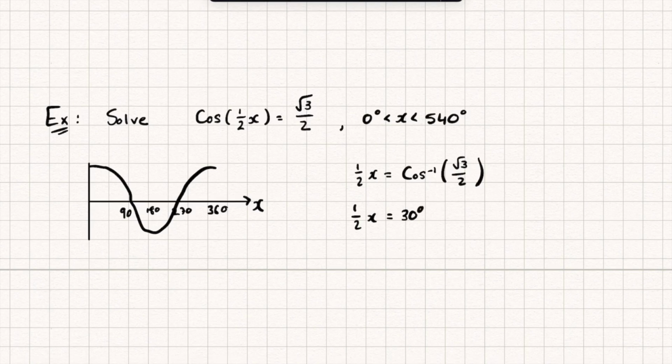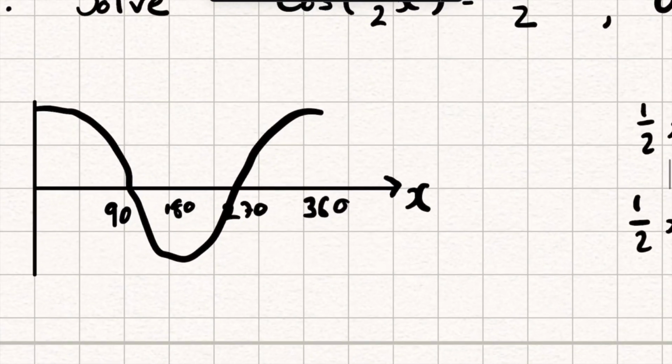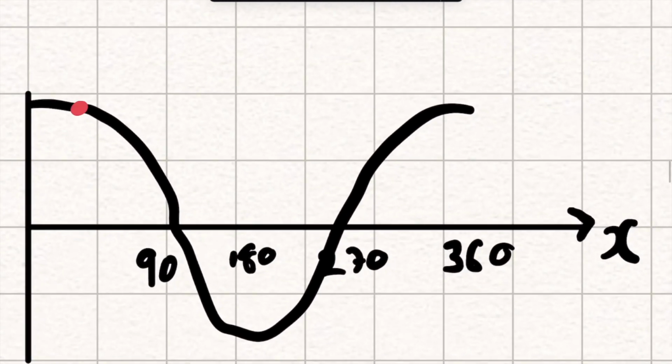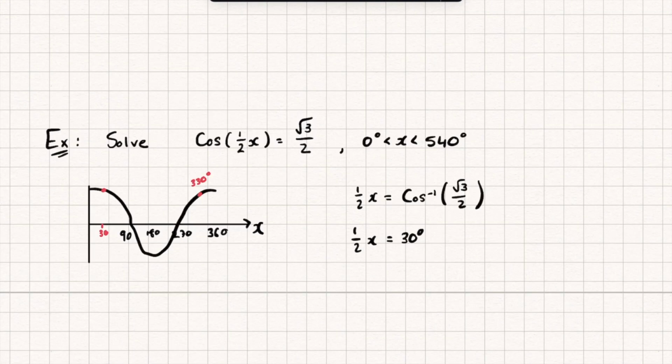Now, before you try and solve this for x, like a lot of people do, remember there's going to be another solution within this initial period. So we found one of them at x is 30 degrees, so here. Now there's going to be another one over here at 360 minus 30 degrees, so at 330 degrees. So it's also possible that 1/2 x equals 330 degrees.